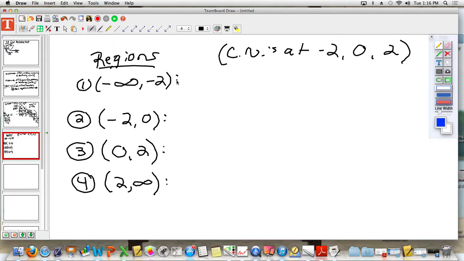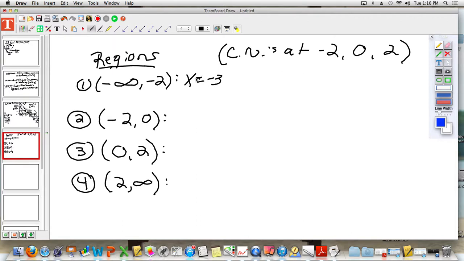Do I need to draw a number line? No. Okay. So pick a number. Keep it simple. Don't pick crazy decimals. Don't pick square roots. Pick nice, pretty numbers. So for this region, I'm going to try a -3.